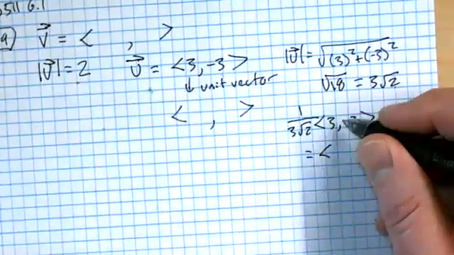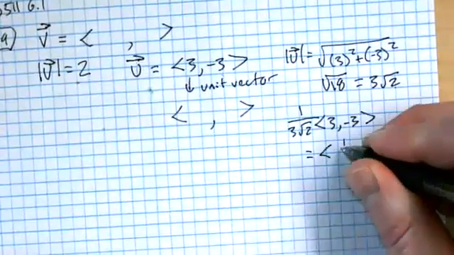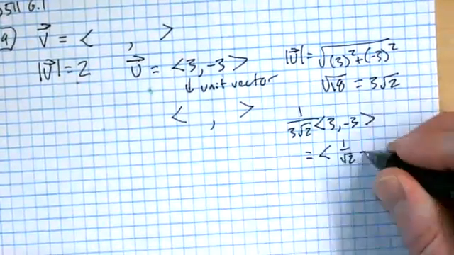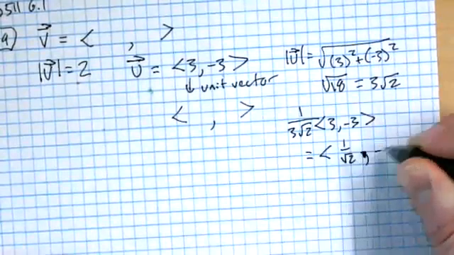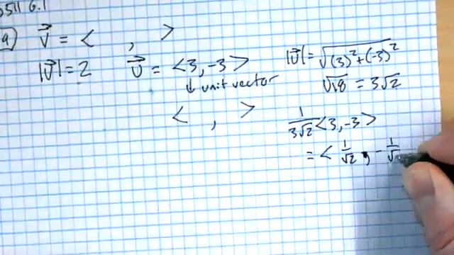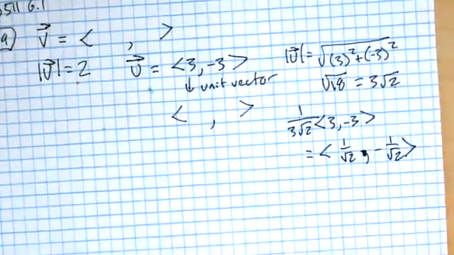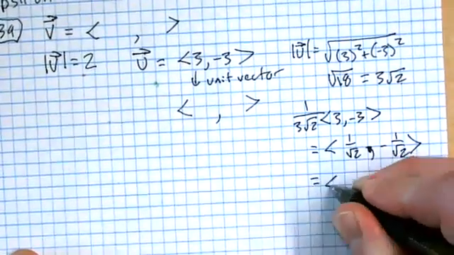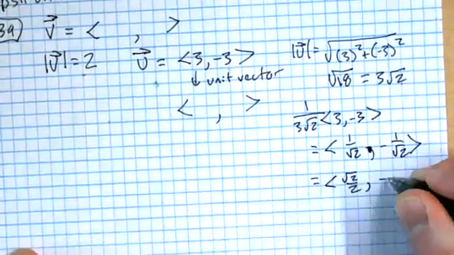So that's going to be 3 over 3 root 2. That's 1 over root 2, and -3 over 3 root 2. The 3's will cancel. That'll be negative, should be a comma, -1 over root 2. And I would probably want to rationalize those. So that's root 2 over 2, comma, negative root 2 over 2.